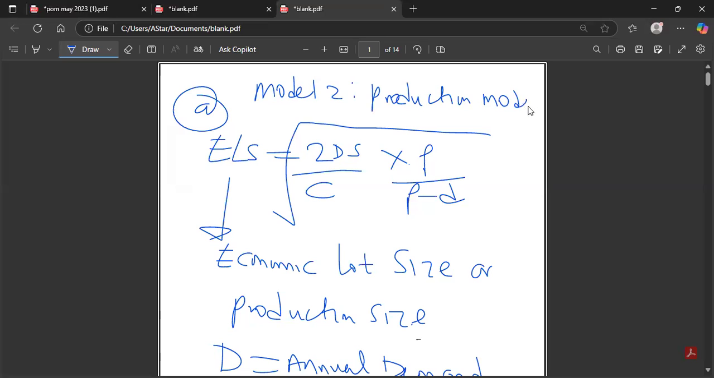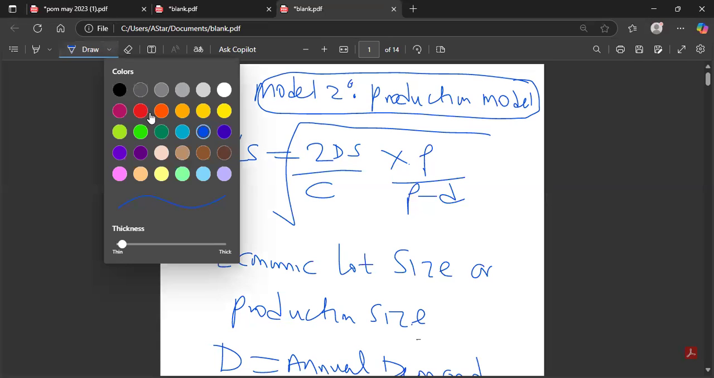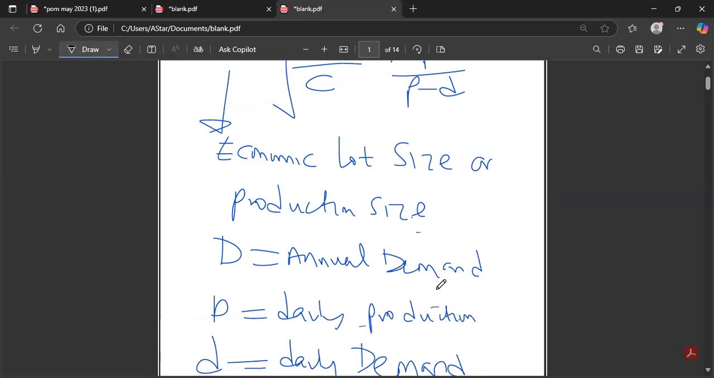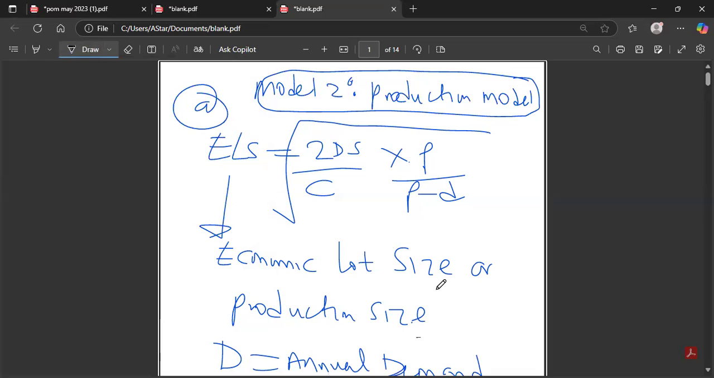If you are writing, start writing. Copy what you're copying here. You're able to copy. You have a pen with you, paper with you. Yes. So start writing. So economic lot size means economic production size. That's our economic lot size. Economic lot size or economic production size. Model 2. Okay. So D is annual demand. S, copy those ones.